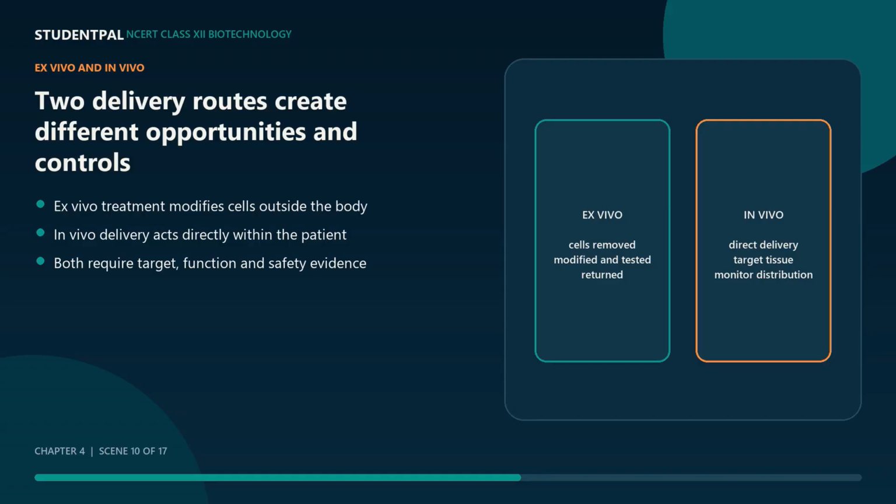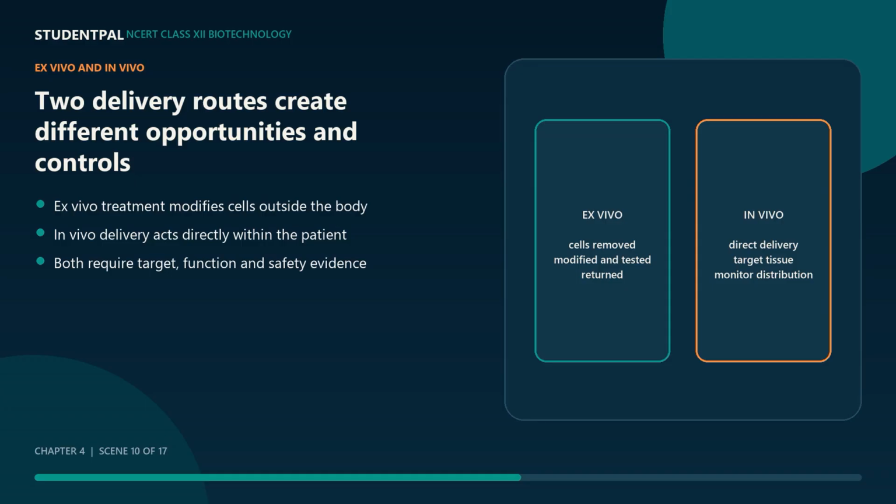This can permit selection and characterization of the treated cells before administration, but collection, culture, conditioning, and successful engraftment may be demanding. In an in vivo strategy, the delivery system is administered directly so it reaches target cells inside the body. This can access tissues that cannot be removed and returned easily, but distribution, dose, immune response, and off-target exposure become especially important. Neither route is universally superior.